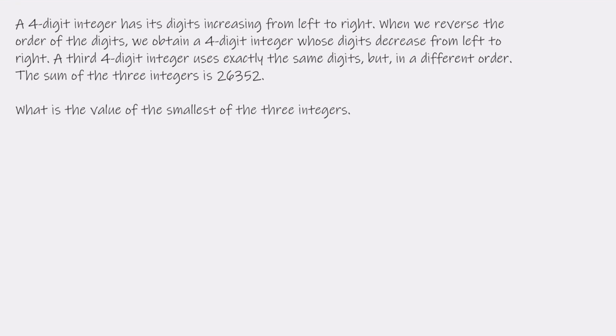A 4-digit integer has its digits increasing from left to right. When we reverse the order of the digits, we obtain a 4-digit integer whose digits decrease from left to right. A third 4-digit integer uses exactly the same digits but in a different order. The sum of the three integers is 26,352. What is the value of the smallest of the three integers?